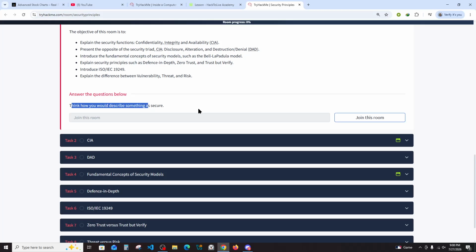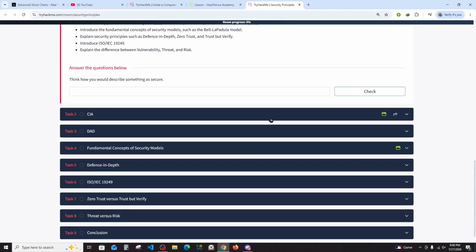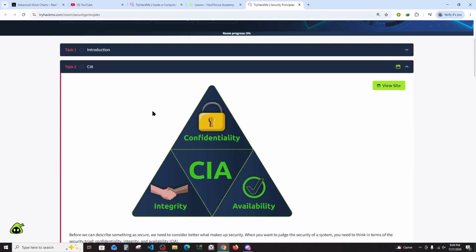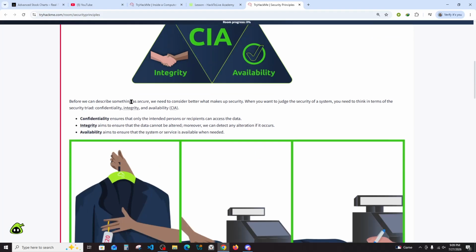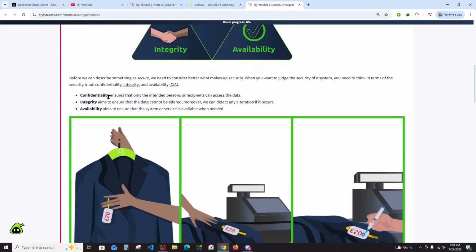Think how you would describe something as secure. Before we can describe something as secure, we need to consider what makes up security. When you want to judge the security of a system, you need to think in terms of confidentiality, integrity, and availability.